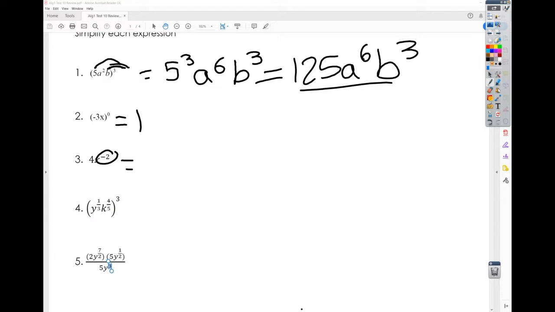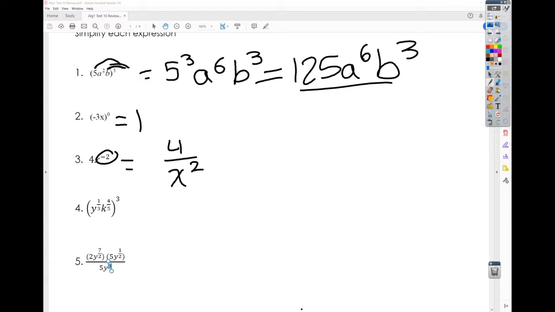Okay, so on a problem like number 3, what we want to do, now the 4 doesn't have a negative exponent, so we don't want to drop it down to the denominator, but we do want to take this x to the negative 2 and drop it in the denominator, and actually in doing that, that will change that exponent from negative to positive. Okay?